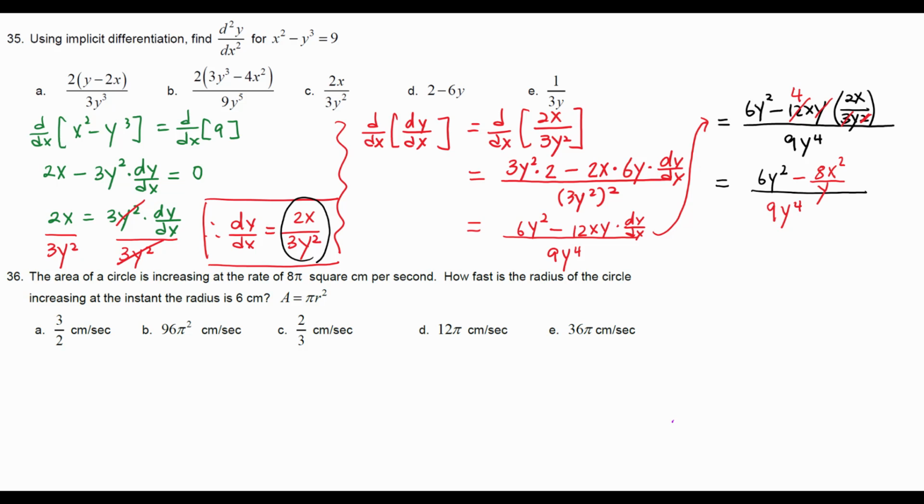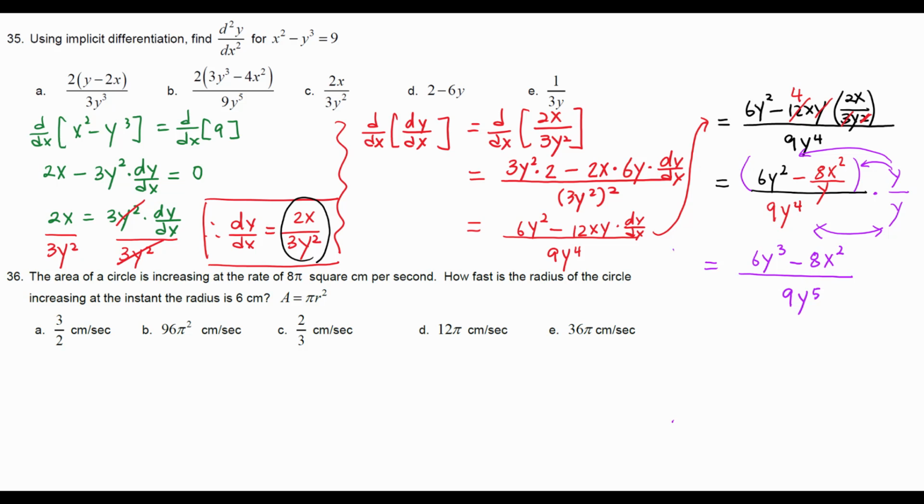So we're going to multiply by quantity 1, which is the y over y. And you're going to have to distribute the y from the top. And when you multiply 6y squared times y, you get 6y to the third power. And when you distribute the second time, the y's get canceled. You get minus 8x squared. In the bottom, when you multiply these two, you get 9y to the fifth power.